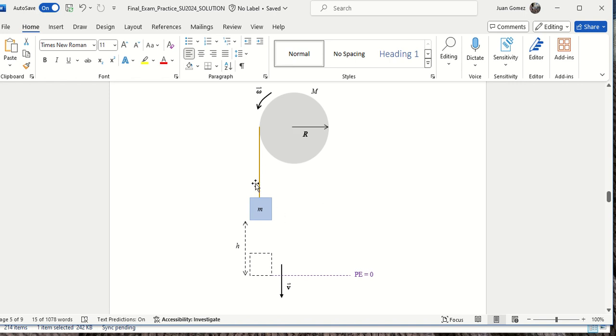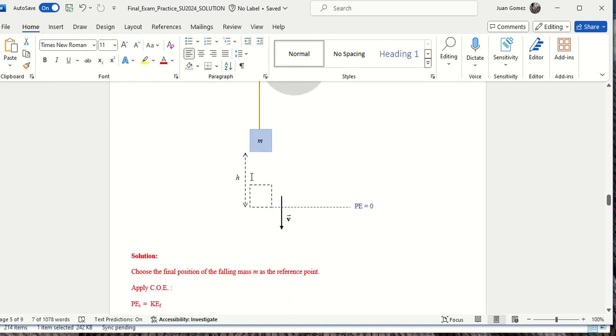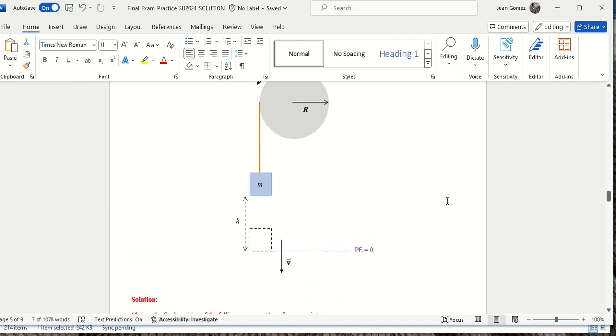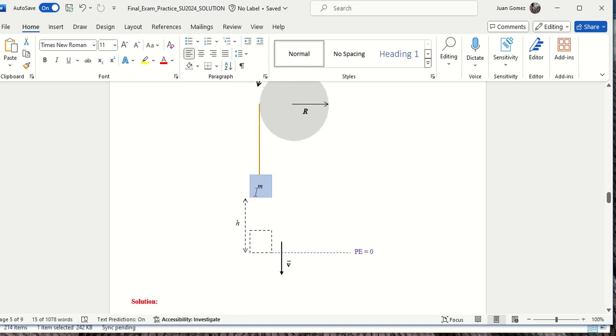And now the mass is released, and the key here is from rest. And it's released when it's 6 meters above the floor. So you know your h. And in this problem, using conservation of energy, I want to find the speed v with which the object hits the floor. In other words, what is the speed v when it's fallen, starting from rest, a distance of h? What is the speed v?